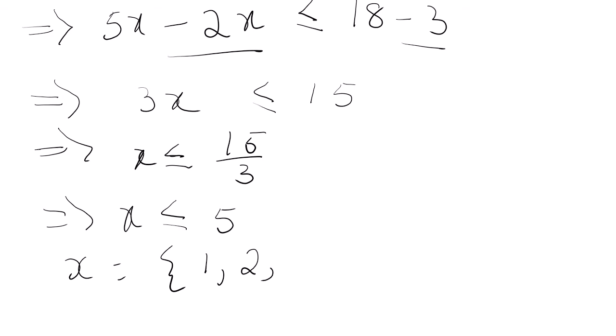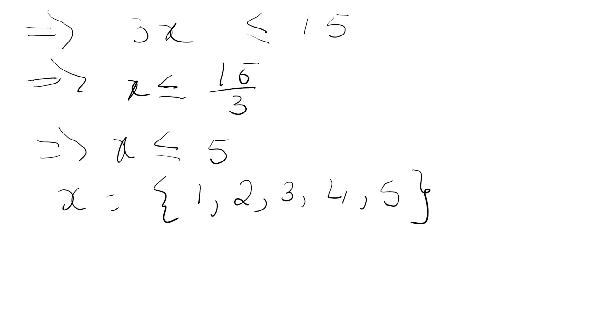So the value of x will be 1, 2, 3, 4, even 5. If it is x less than 5, then 5 wouldn't have been there. But since it is less than or equal to 5, x can be 5 also and x can be less than 5 also. So this is the solution set.